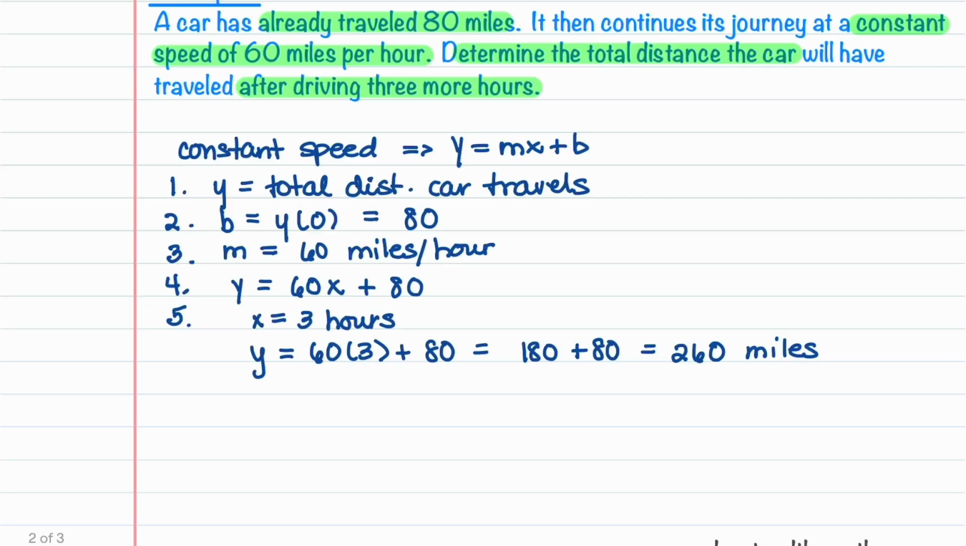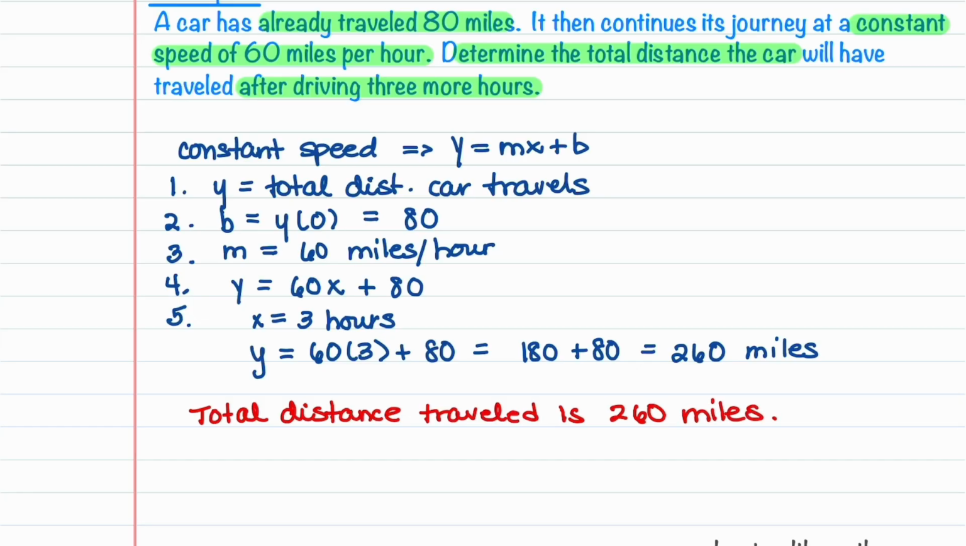The last thing that I always want to do whenever you solve a word problem is to actually write down the answer in a sentence. They were asking us to determine the total distance. So let's write down that the total distance traveled is 260 miles. And you always want to make sure that you have units in your final answer. Let's look at another example.